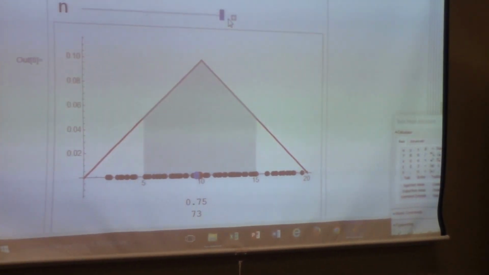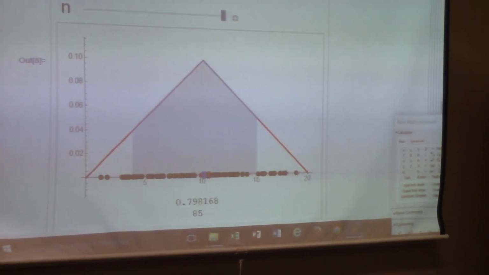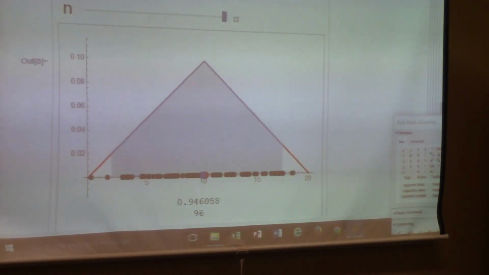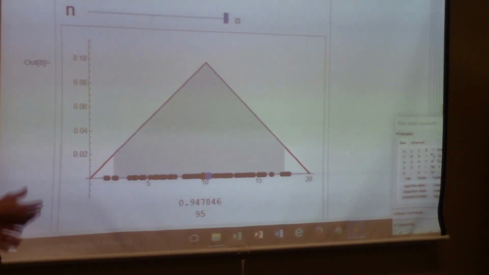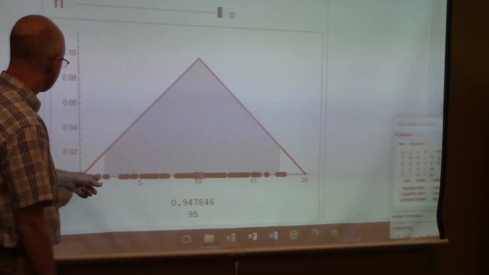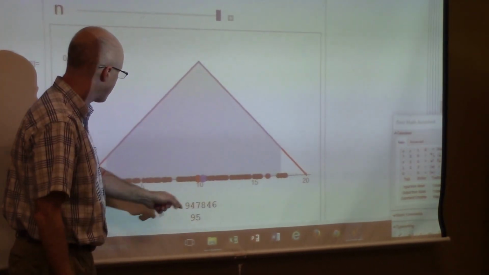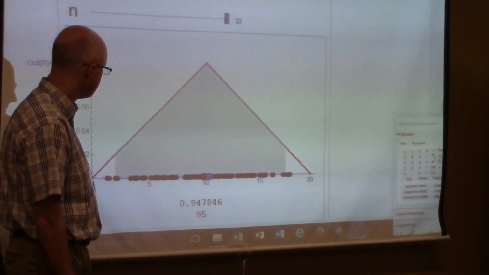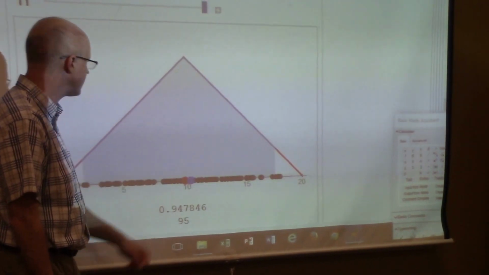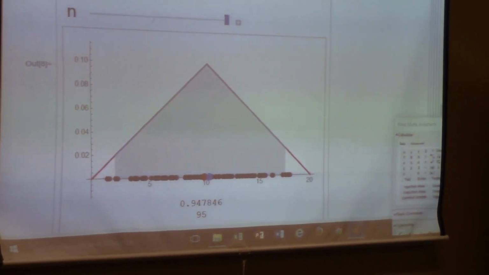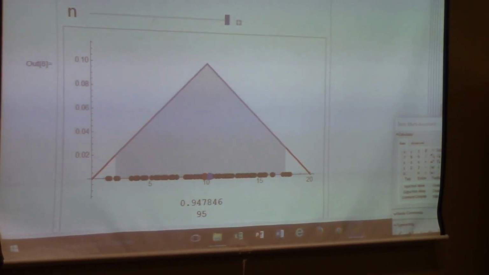I can change A and B. By the way, I will put this on Moodle, and you can download this and play with this if you like. If I change A and B, I change the interval that I'm thinking about. Now it's essentially age 2 to age 18 or so. Probability of lasting between 2 and 18 years is about 0.95, and in fact 95% of the simulated data was between those two numbers.